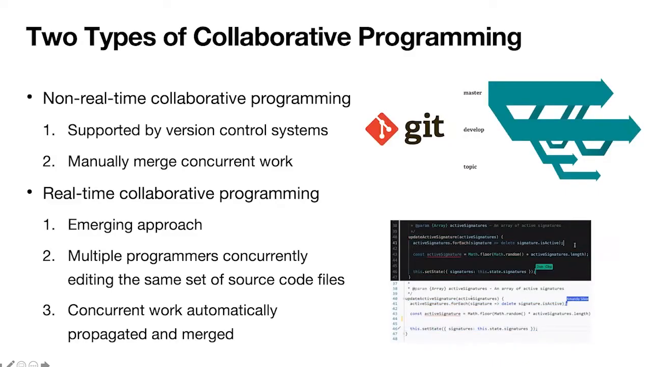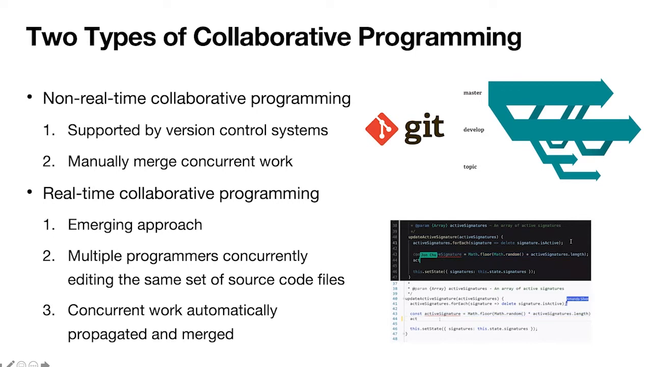Software development requires effective collaboration by multiple programmers. In general, there are two approaches for collaborative programming, namely non-real-time collaborative programming and real-time collaborative programming. Non-real-time collaborative programming has been widely applied in the industry as a traditional collaboration approach, which is commonly supported by version control systems like Git. When multiple programmers work collaboratively, they need to manually merge branches to resolve conflicts.